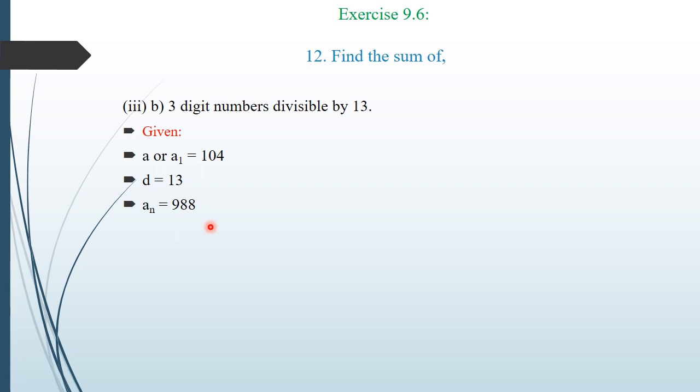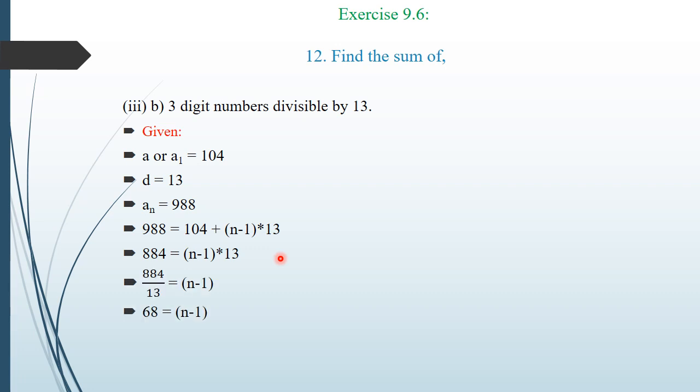Now we know the an term. Using this an term, I will first find how many terms are there between the first term 104 and the last term 988. For that, I will apply the formula an equal to a plus n minus 1 into d. Now using this formula, I will calculate the n value. 988 minus 104 will give me 884, that is equal to n minus 1 into 13, or 884 divided by 13 is equal to n minus 1, or 884 divided by 13 is 68, that is equal to n minus 1, or n is equal to 69. Therefore the 69th term of this AP is going to be 988.